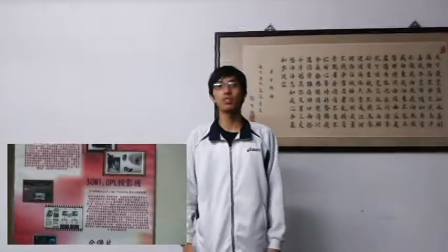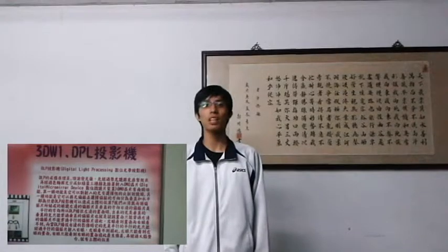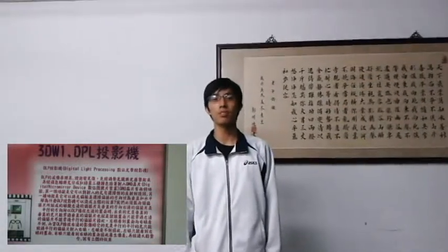Hello everyone, I'm going to introduce DLP. First, we talk about the theory of DLP. When the bulb turns on, the light will go through a condensing lens, so the light will gather together. Then it will go through the color wheel, so the light will be divided into three colors: red, blue, and green. Then it will go to the DMD.